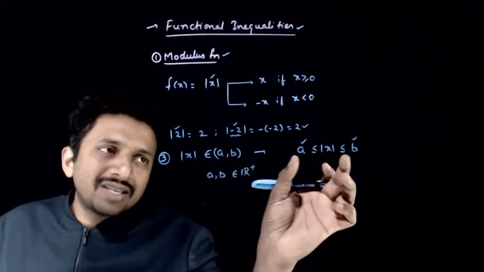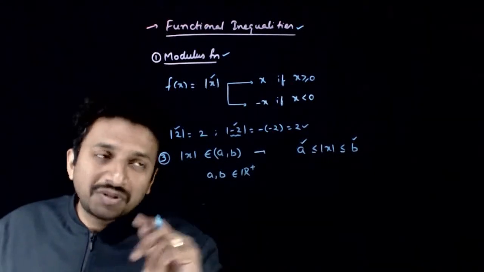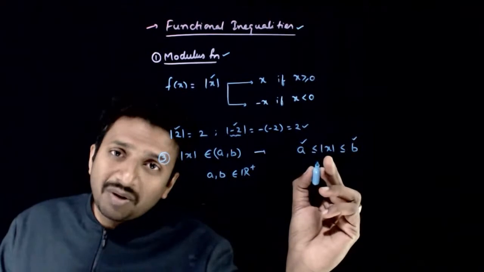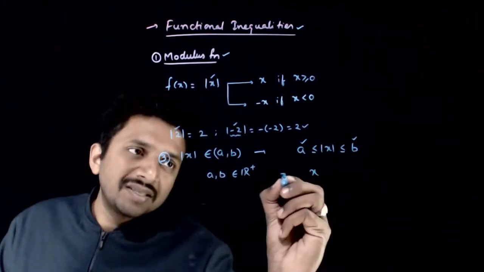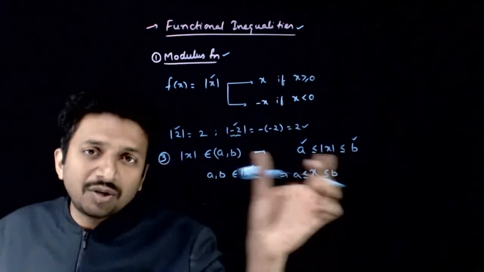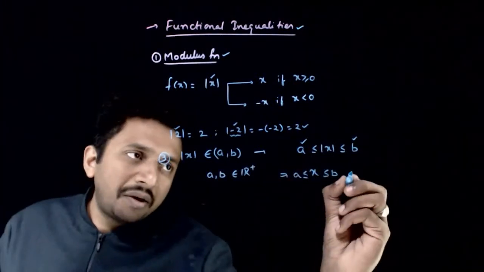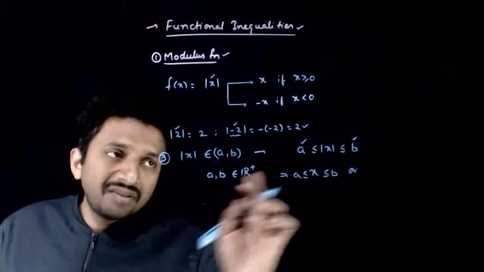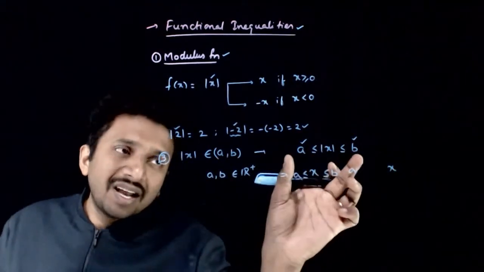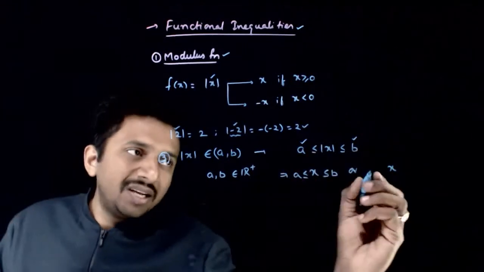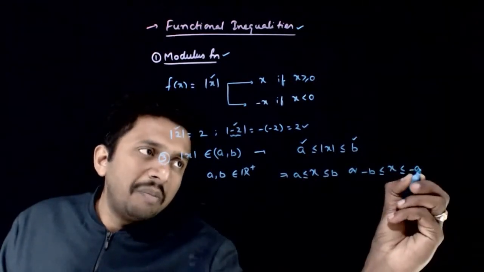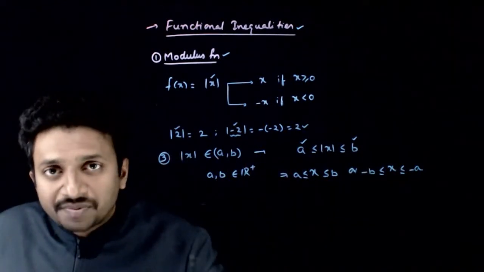If mod x lies between a and b, there are two options. If x is positive, mod x is equal to x, so x has to lie between a and b. Or if x is negative, then minus x can lie between a and b. That is, x lies between minus b to minus a. These are the two options.